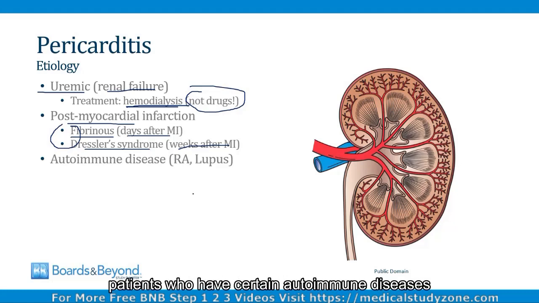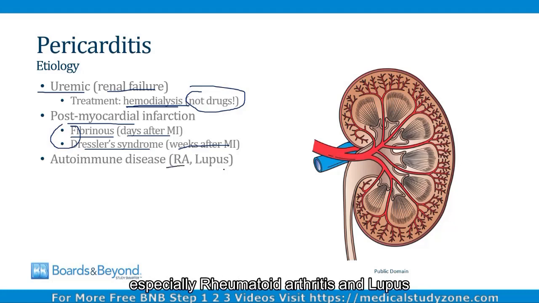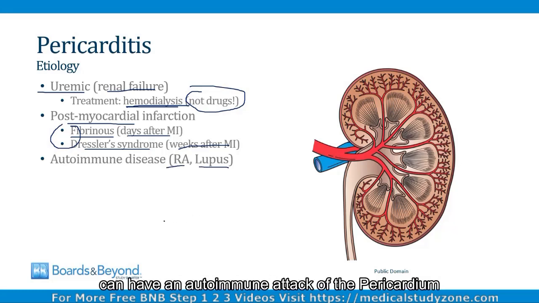And then finally, patients who have certain autoimmune diseases, especially rheumatoid arthritis and lupus, can have an autoimmune attack of the pericardium and develop pericarditis as a complication of their autoimmune disease.